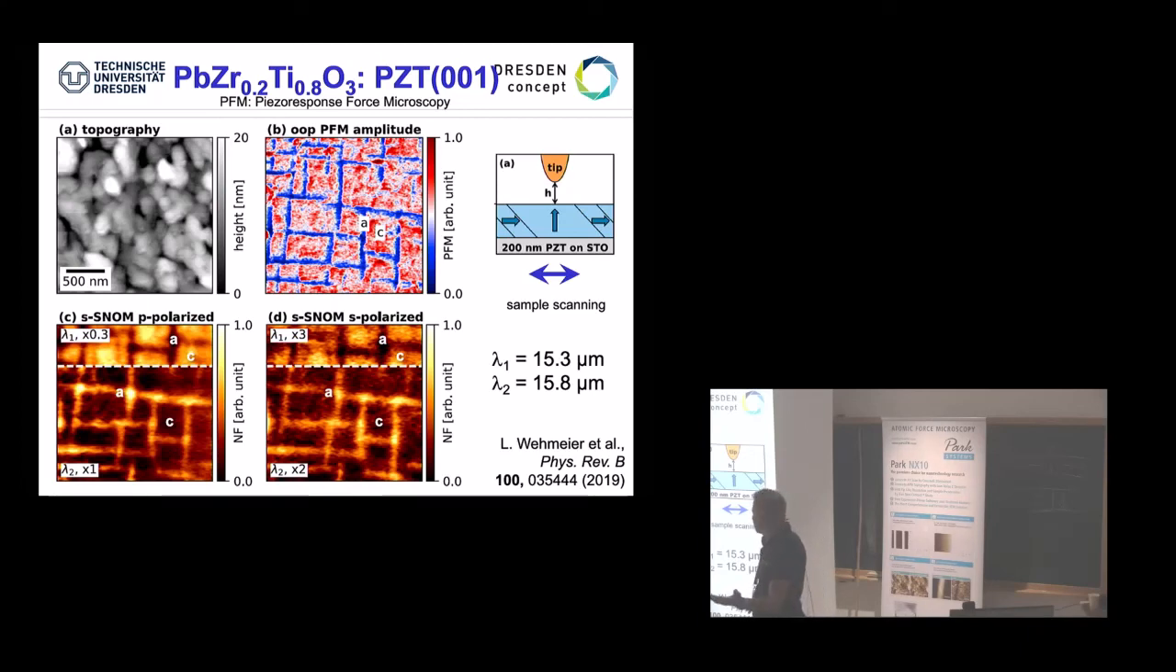Now we compare that to the SNOM signal, just the way we did it before. And as you see, we did it twice here. We have two different frequencies, lambda 2 and lambda 1, and lambda 1 and lambda 2 are only different by about 0.5 microns. You see nicely that by changing these frequencies, we have a resonance that is bright on the C domain, and then we have a resonance that is bright on the A domains. So you see already where the phonon resonance is in the A domains for this orientation, S or P. Comparing that to the PFM signal, this gives really enough confidence. These are exactly the same areas, as you can nicely see.